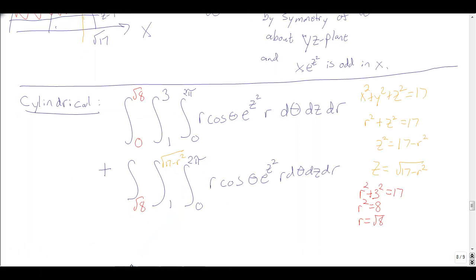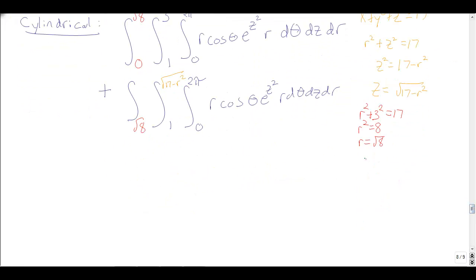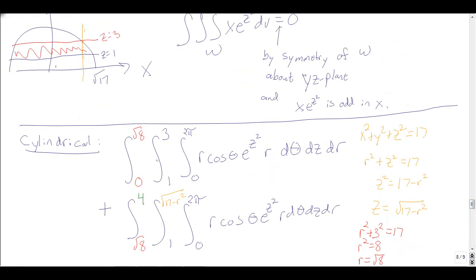So we can use the same kind of trick here. We can plug in r squared plus 1 squared equals 17. So r squared equals 17 minus 1, r squared equals 16. That gives me r is 4. So I go from the square root of 8 out to 4. And there you have it set up in cylindrical coordinates to be able to evaluate this integral.